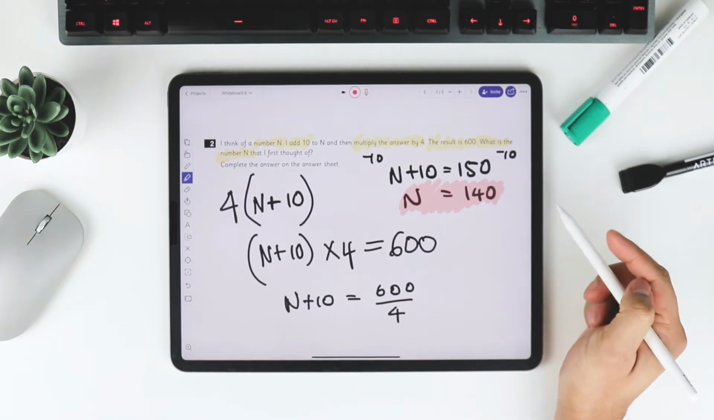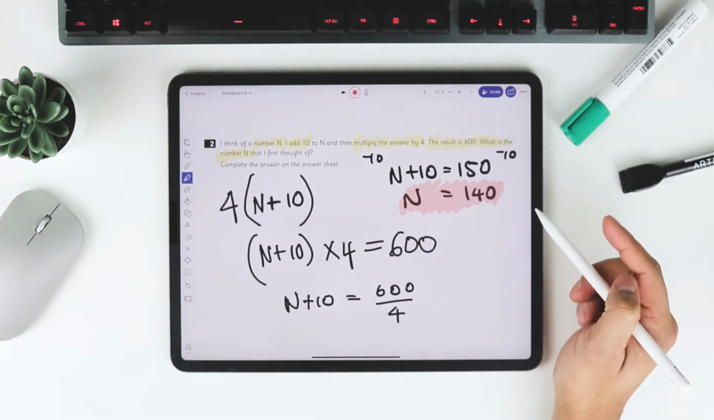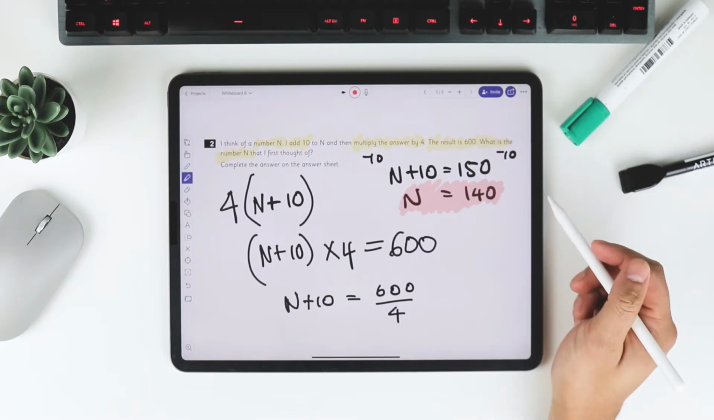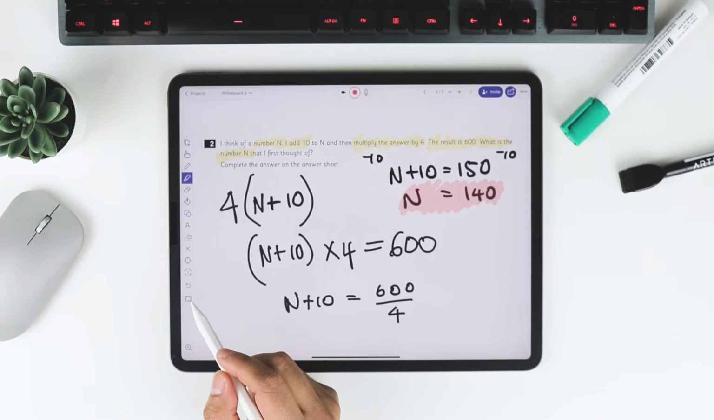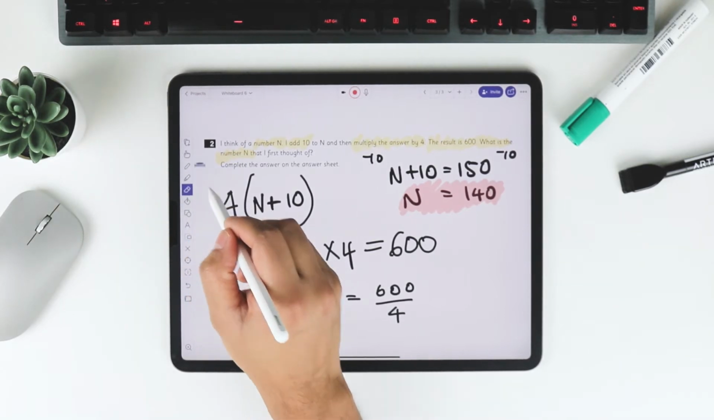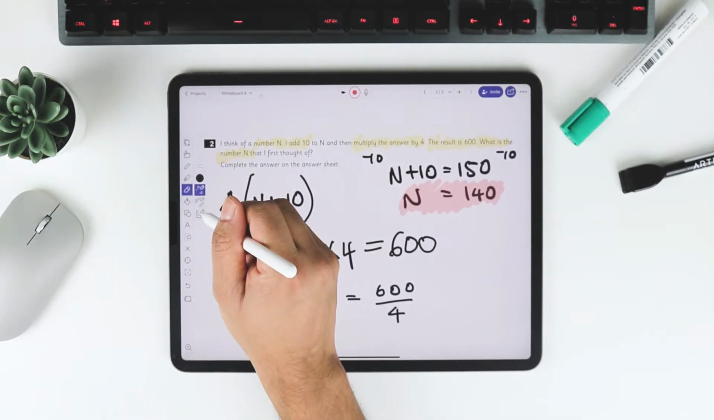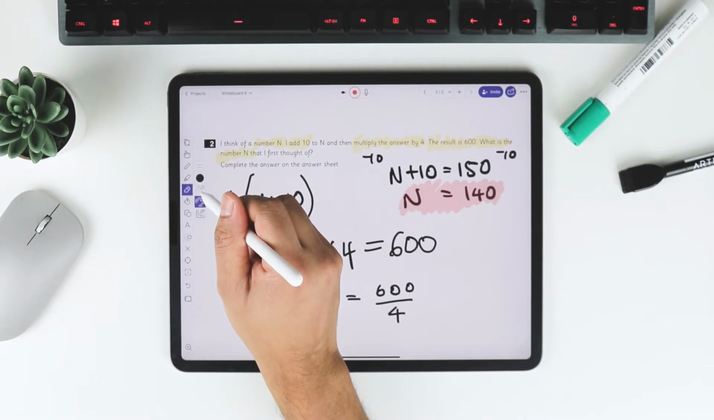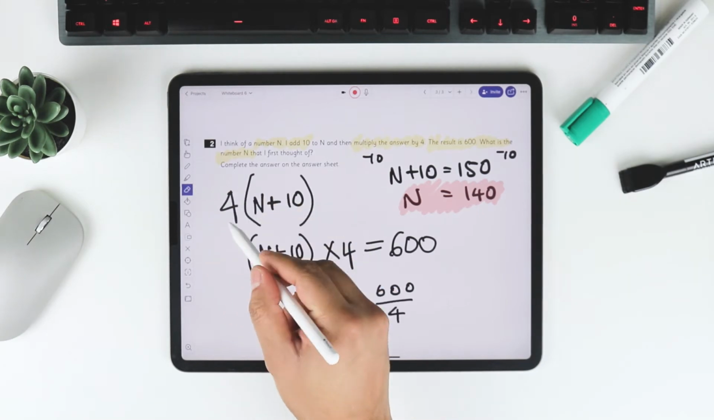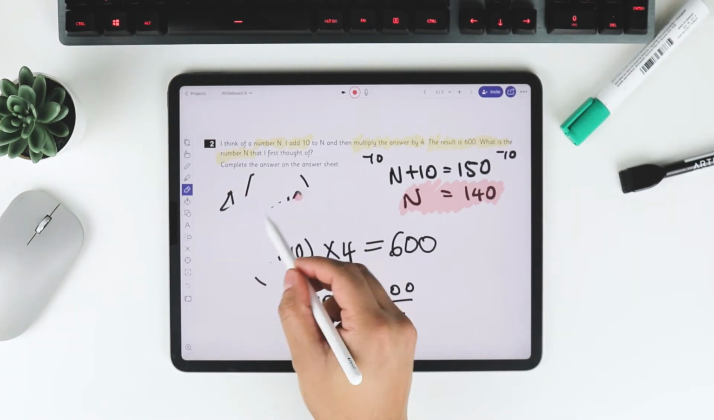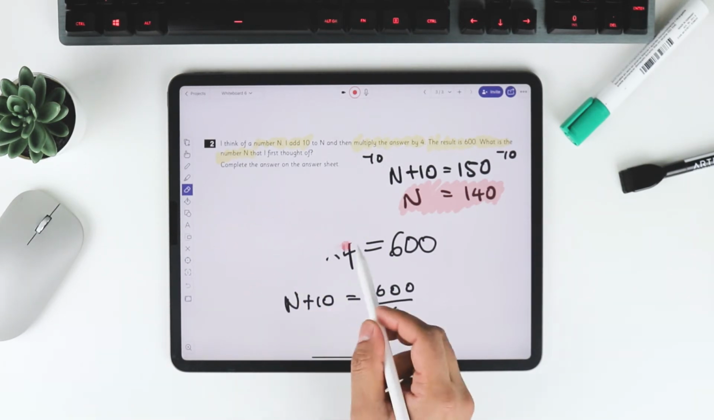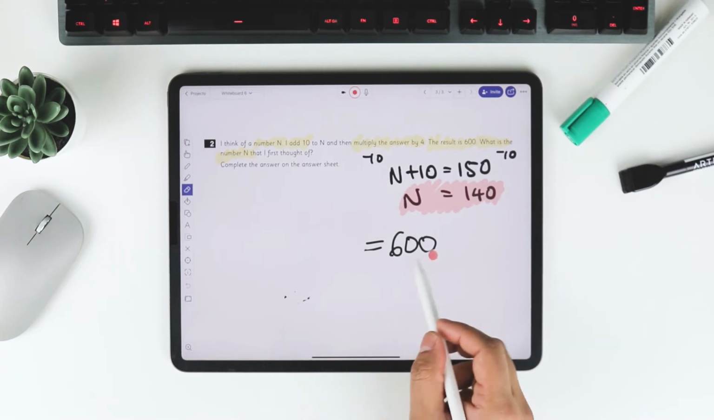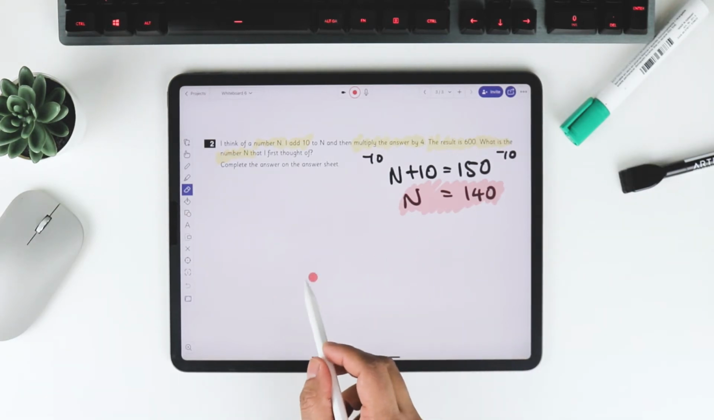Perfect, because 140 add 10 is 150, and 150 times 4 is 600, and that's the result. It works perfectly. However, some of us are going to find algebra quite a challenge. So how would we at Singapore Maths Academy go about solving this, even though some of our children are not going to be comfortable with algebra? What would we do? That's a really good question, actually, because there are different ways of looking at this.